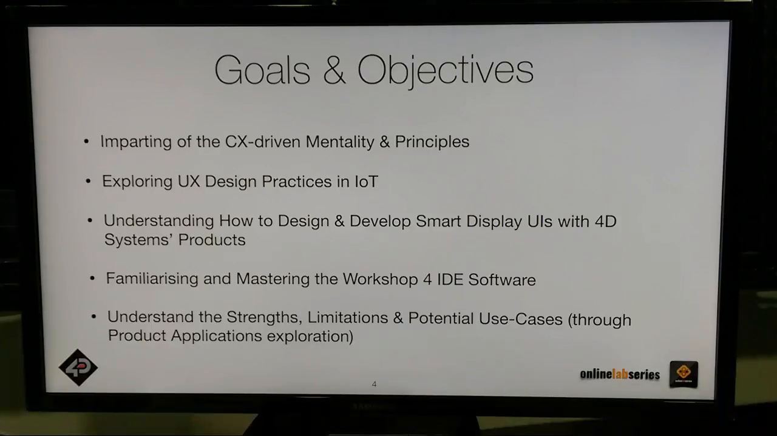So during the lab series itself, I will actually dig into it, and I'm going to explain every particular feature they have and the kind of workflow that they have and how you can really master Workshop 4 and really use it to become a very effective smart display developer or designer.